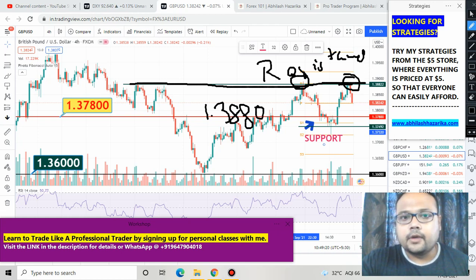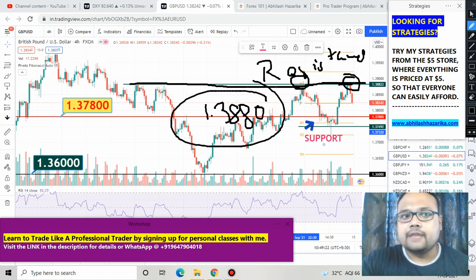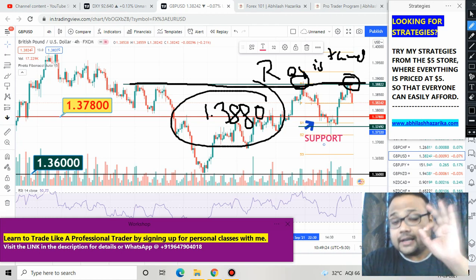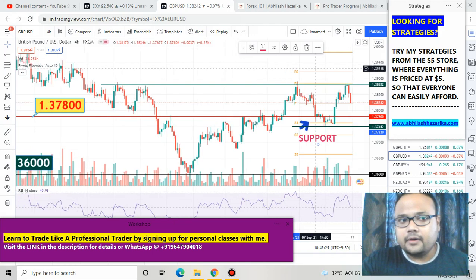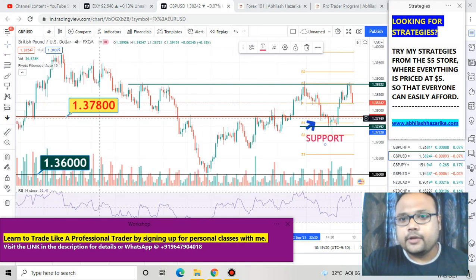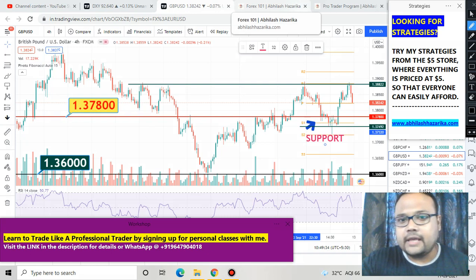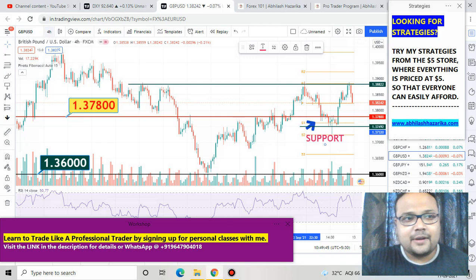1.3880. This is the level that is an important resistance for the market. Clear? So on the downside we have a support, and the support is 1.3780. Okay, 1.3780 is a support, but if you look at the chart here, then you don't feel convinced about the importance of this support level, because this support level belongs to the weekly chart.